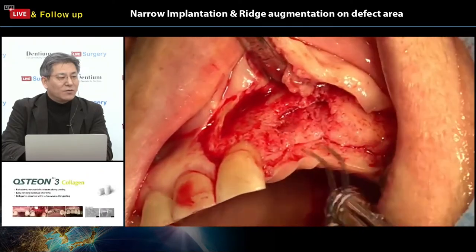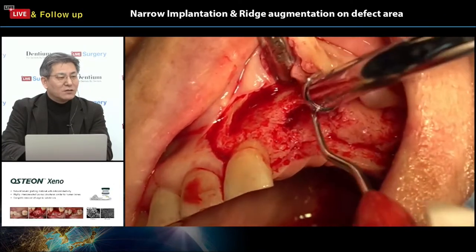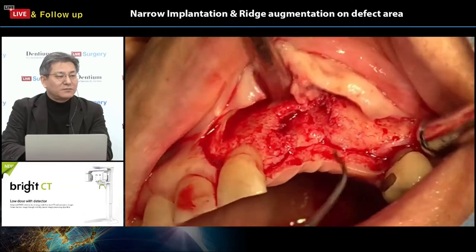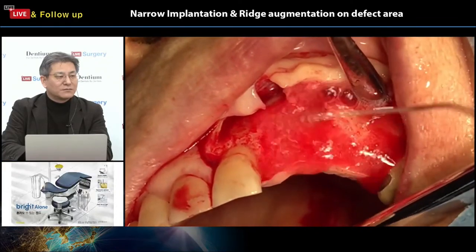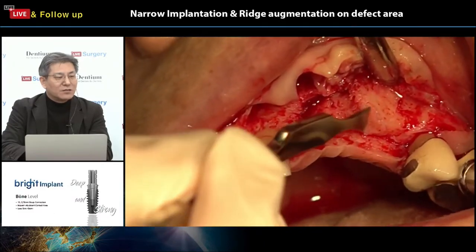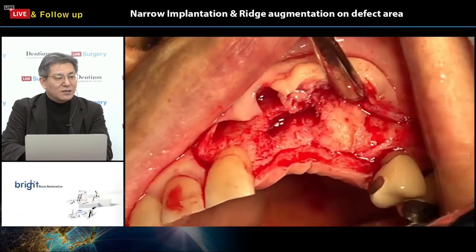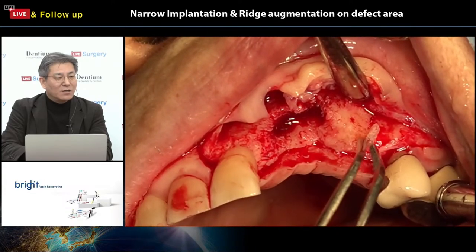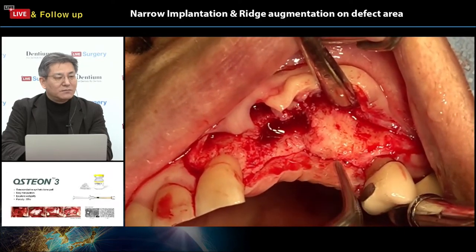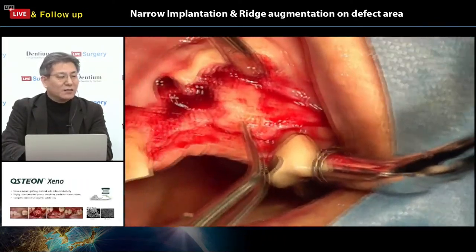The softer bone with the granulation tissues should be removed using a sharp instrument like this. Using the ocean bone chisel, Dr. Chung is going to remove the top portion of the healed ridge on the number 24 area. He wants to make a flat ridge before starting the osteotomy.